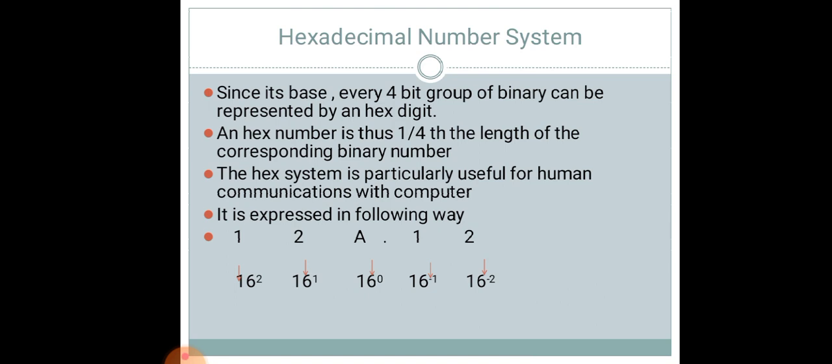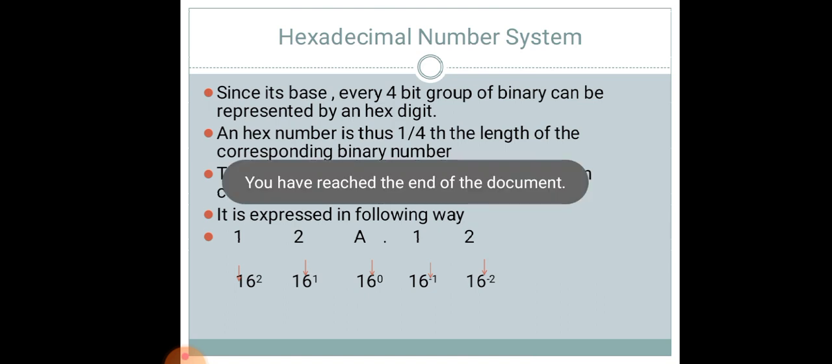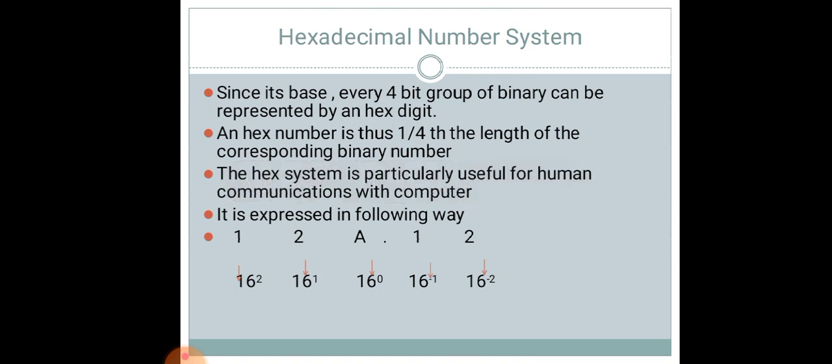Before the fractional point there is A, meaning 10, and it is given 16 raised to 0. Then 2 is weighted as 16 raised to minus 1. 1 is weighted as 16 raised to minus 2. So after the fractional point 1 is there. Now the weights go on increasing but with the minus sign from left hand side to right hand side. So 1 is weighted as 16 raised to minus 1. 2 is weighted as 16 raised to minus 2. So this is the hexadecimal number system.